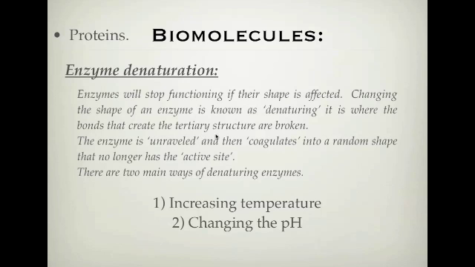There are two ways we can change the bonds between the R side chains. One is increasing the temperature. Increasing the temperature basically gives too much energy to these molecules, these atoms, and they start to come apart. So it starts to get unraveled, and that will unravel our enzyme and then coagulate it when it cools down into a random shape.